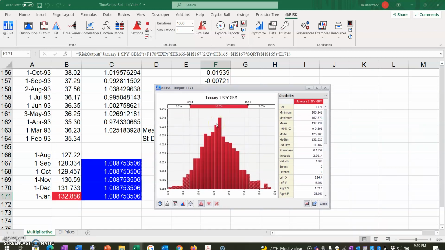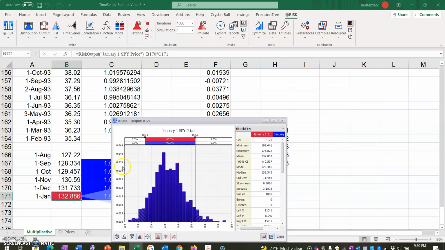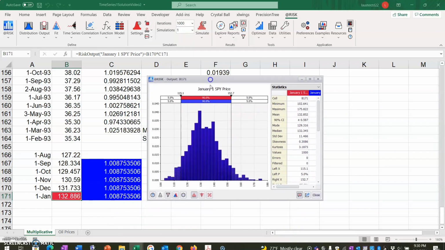And when we do this, we should notice that the mean is close to 133. The standard deviation is close to 11.5, and that's for the SPY with the geometric Brownian motion. If we click on the other output, well, we're close to 133 and close to 11.5. So these distributions are very similar, and if we simulated enough, they would become almost identical.